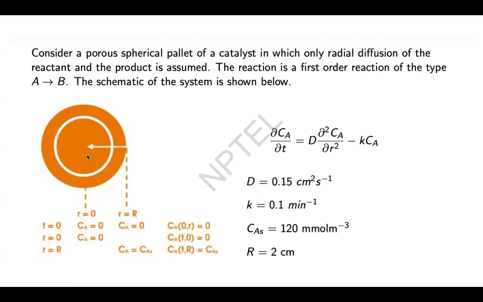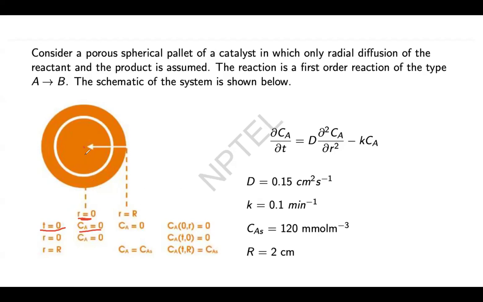There are certain conditions that are given to us. Here we are considering this as the center of the catalyst, where the radius r is equal to 0. And we are taking that the concentration of A is 0 to begin with, that is, at time t equal to 0, when the process has started, the concentration Ca is 0 at r equal to 0. And this is the surface of the catalyst where small r is equal to capital R, so capital R is the radius of this catalyst pellet.